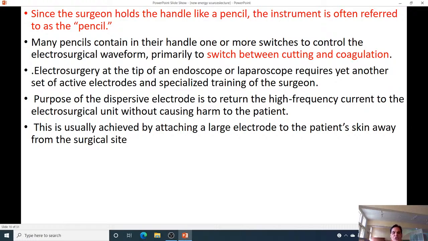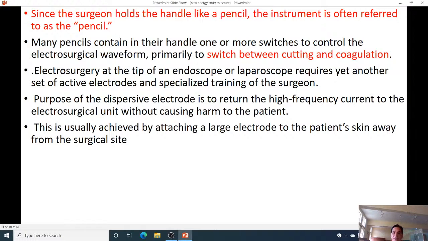Now for all purposes, you must have seen in the OT, that surgeon holds a blue colored pencil. A blue colored instrument is held in hand where it has got two switches, usually two switches. One is yellow, another is blue. Because the way you are holding the instrument is like holding a pencil in hand, this instrument is called an electrical pencil. Yellow is for cutting and blue is for coagulation. Blue is for coagulation, yellow is for cutting. So this is how it is specifically decided.